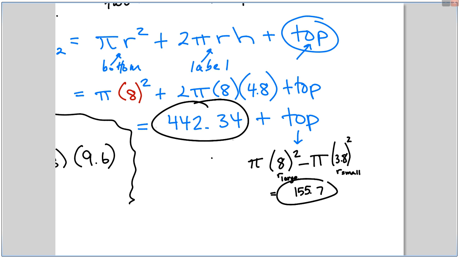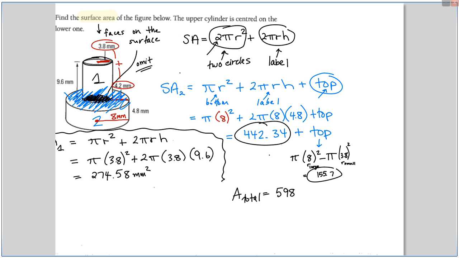Add that to that other 442, and you get the total area of this thing that kind of looks like a wedding cake. So it looks like 598, and the unit is millimeters square. Okay, so that's a tiny little wedding cake.